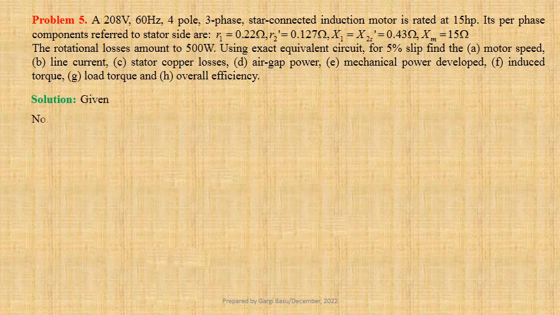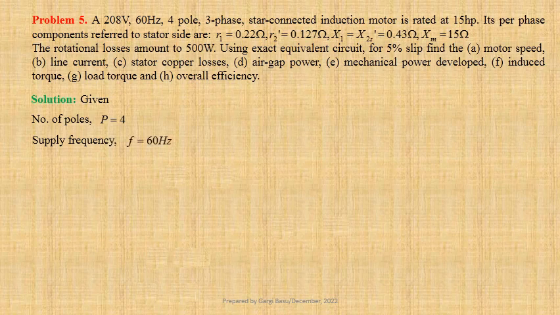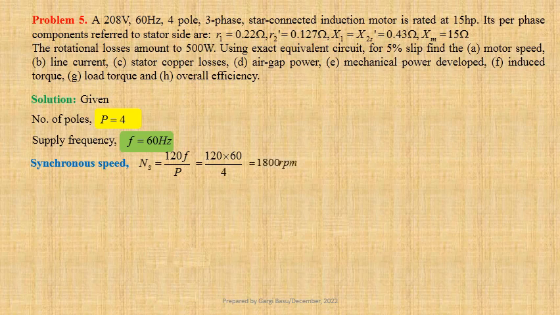Given number of poles of the machine P equals 4 and supply frequency f equals 60 Hz. Let us now calculate synchronous speed. Ns equals 120 f by P. Using values we get 120 into 60 divided by 4, that gives us 1800 revolutions per minute.